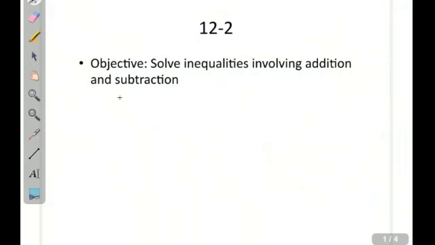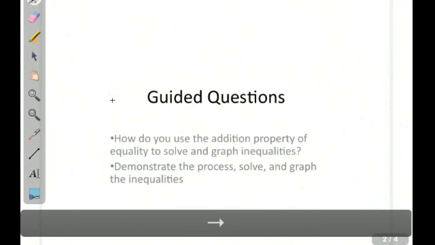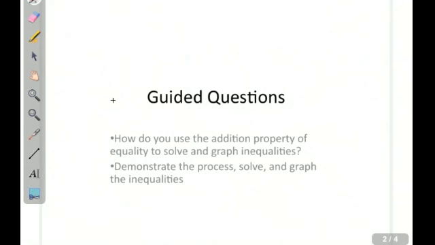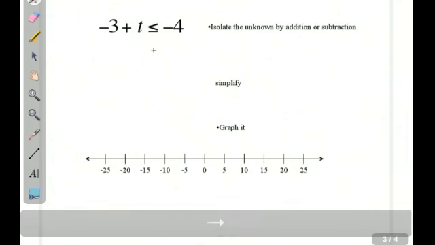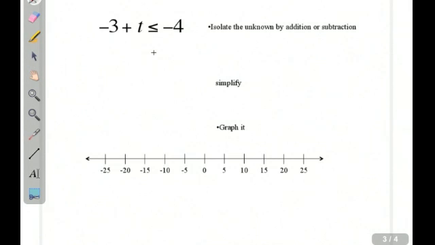In this presentation, we're going to learn to solve inequalities involving addition and subtraction. Your guided questions: how to use the addition properties of equality to solve and graph inequalities, and demonstrate the process, solve, and graph the inequalities. So we want to graph negative 3 plus t is less than or equal to negative 4.